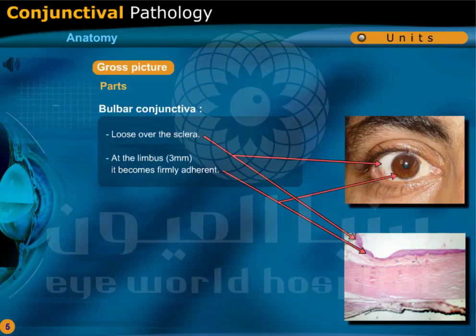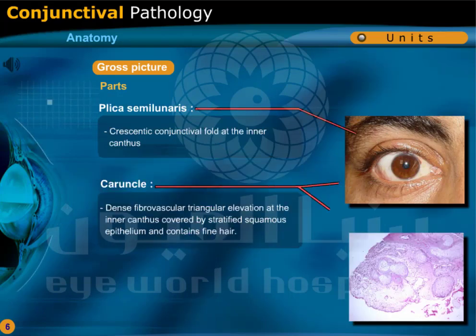Bulbar conjunctiva. It is loose over the sclera, but at the limbus it becomes firmly adherent. Plica semilunaris is a crescentic conjunctival fold at the inner canthus. Caruncle is a dense fibrovascular triangular elevation at the inner canthus covered by stratified squamous epithelium and contains fine hair.